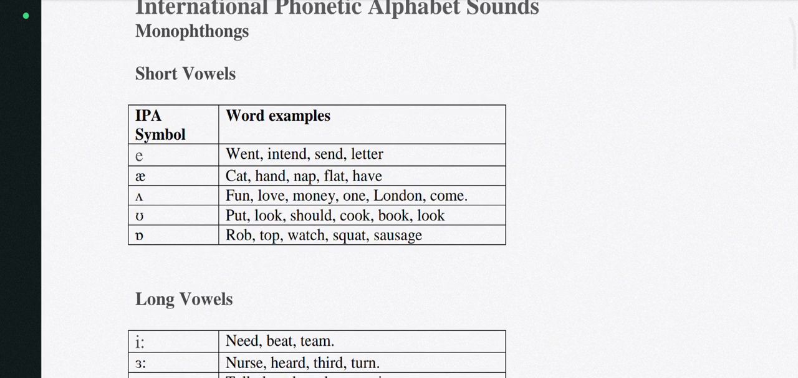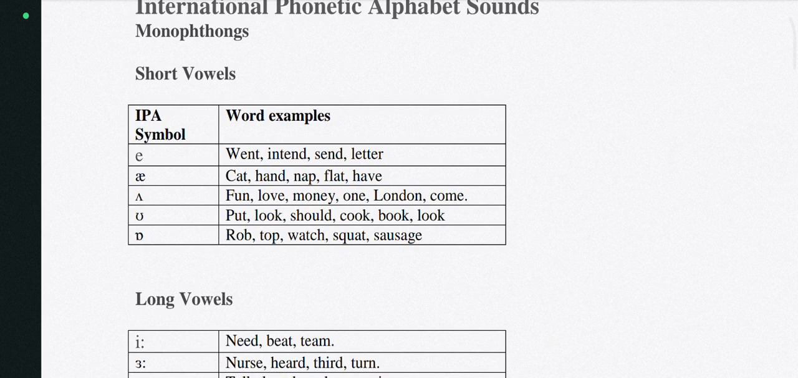A. As it comes in the words like went. When you say went, you have the sound a. Then intend, then you have the sound a. Send, letter. Okay, so all these words have the common sound a, that is given on the left hand side.